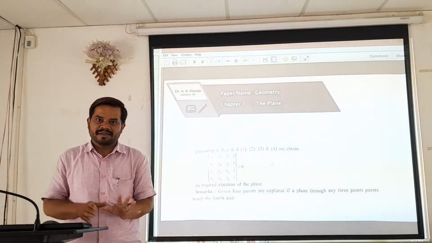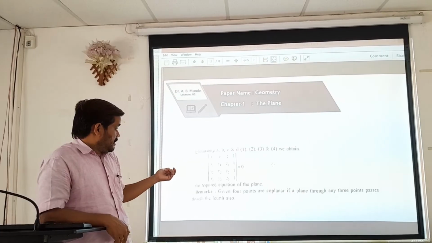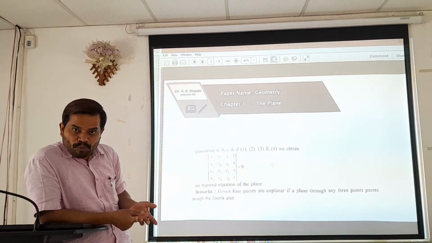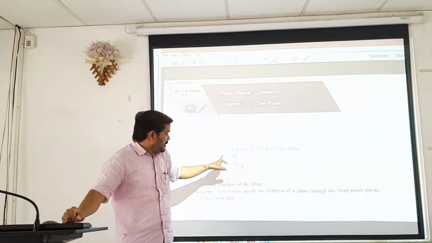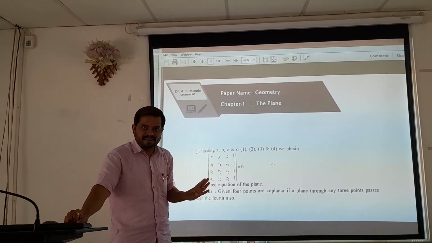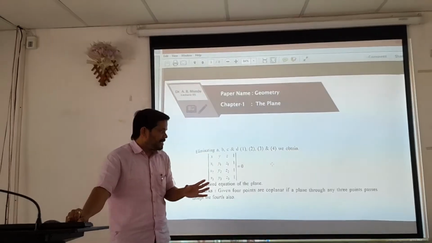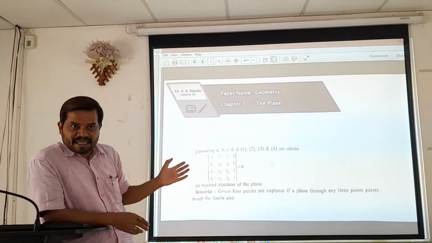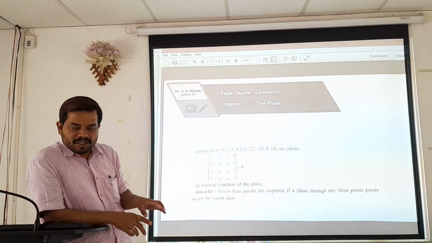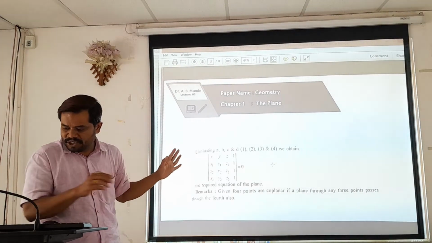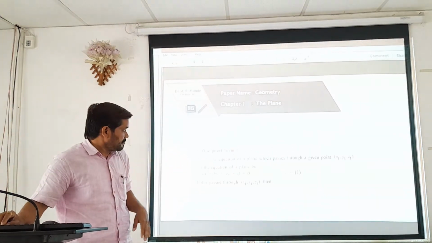Do you understand? What is this remark? The given 4 points are coplanar. So what are those 4 points? x, y, z, x1, y1, z1, x2, y2, z2, x3, y3, z3. So these 4 points are coplanar. It means that already these 3 points are in one plane, and we just have to put here the other point x, y and z. So this is the remark.